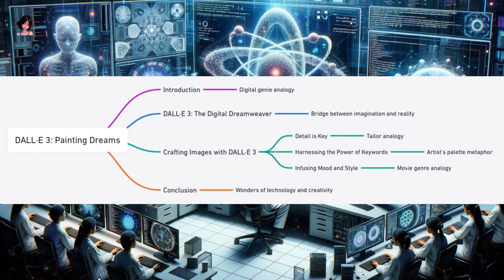Infusing mood and style: this is where you set the ambience. It's like choosing the genre for a movie. Do you want a romantic comedy, a thriller, or a documentary? Your choice of mood and style dictates the flavor of the image. Example: a steampunk-inspired cityscape with airships and cobbled streets illuminated by gas lamps.